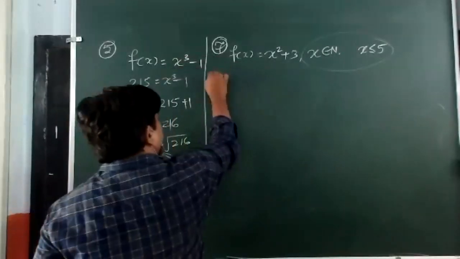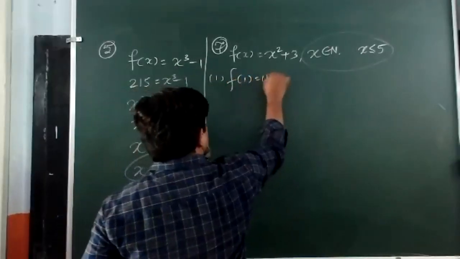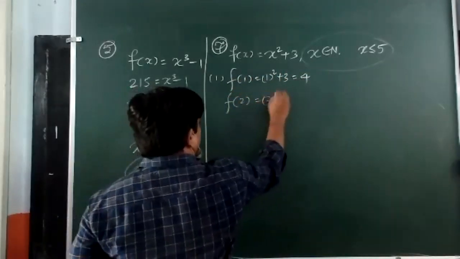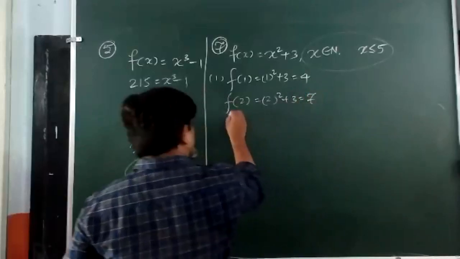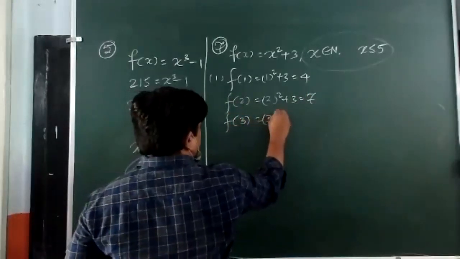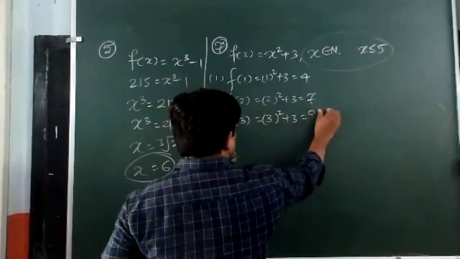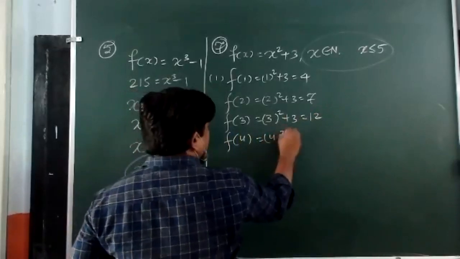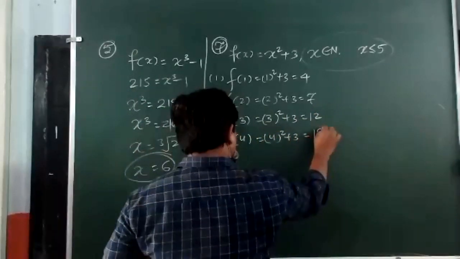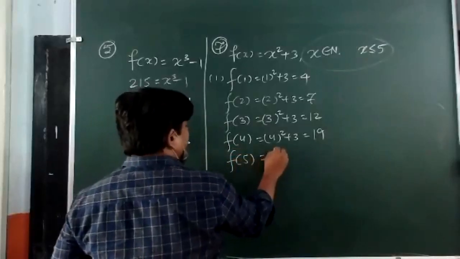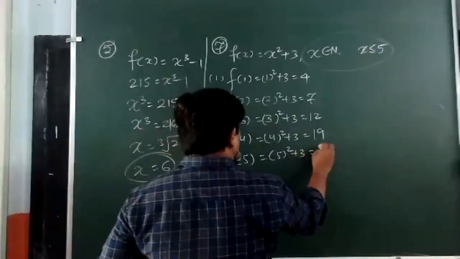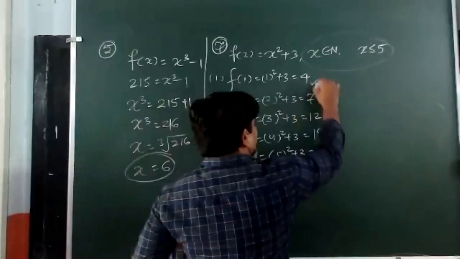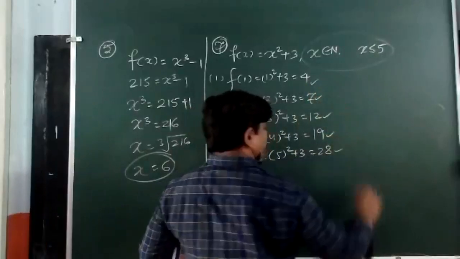Now if I am asking f(1), that is 1 square plus 3, equal to 4. If I take x equal to 2, then 2 square plus 3 is equal to 7. If I take 3, this is 3 square plus 3, 3 square is 9 plus 3 is 12. If I am taking f(4), it is 4 square plus 3, 16 plus 3 is 19. If I am taking f(5), it is 5 square plus 3, 25 plus 3 is 28. You can see 4, 7, 12, 19 and 28.